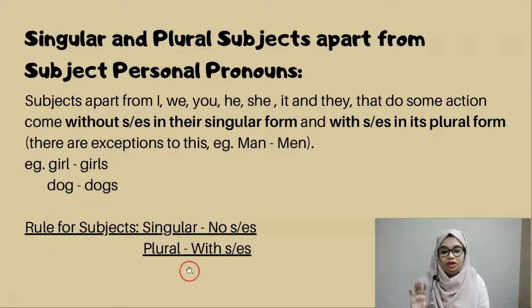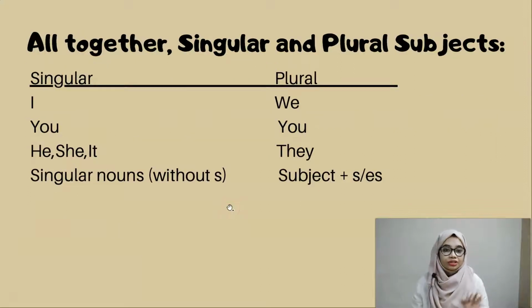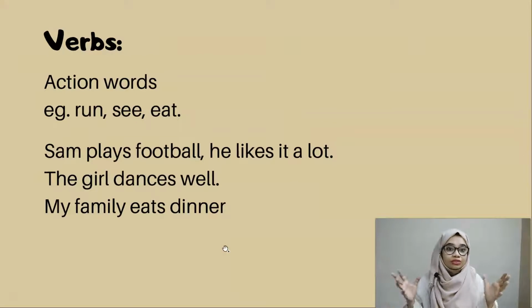So the bottom of this slide is what you should remember. The rule for subjects is singular, no S and ES, plural with S and ES. That is what you should remember. Altogether, singular and plural subjects. If the subject is singular, it can be I, you, he, she, it, and singular nouns without S. If the subject is plural, it can be we, you, they, and a subject plus S and ES. Remember that. Now, we are done with subjects.